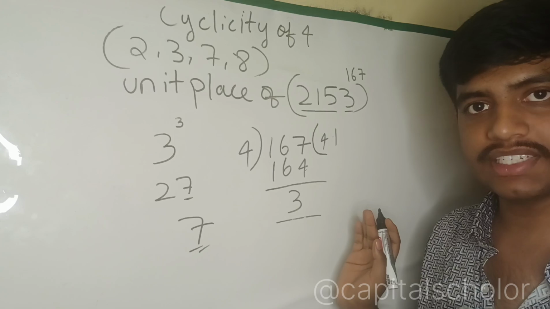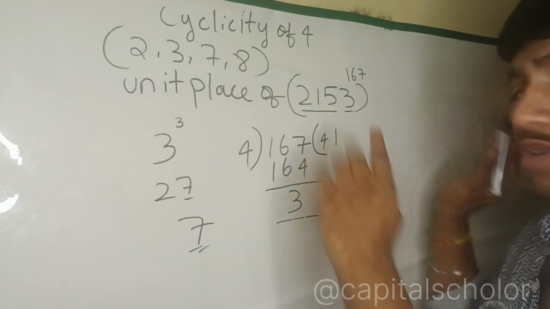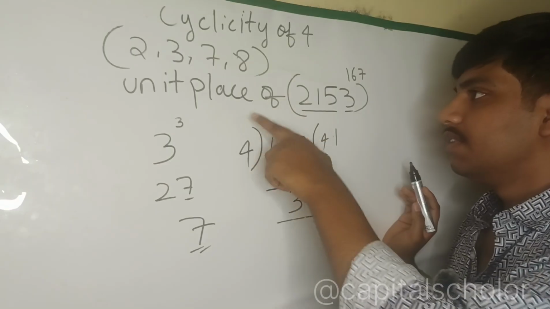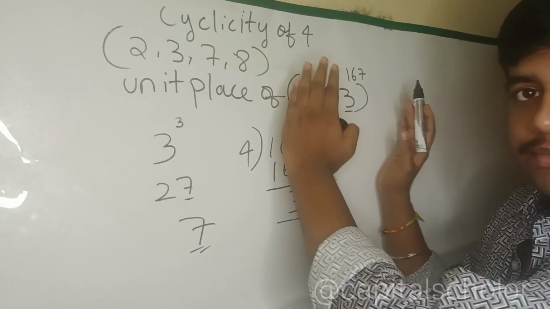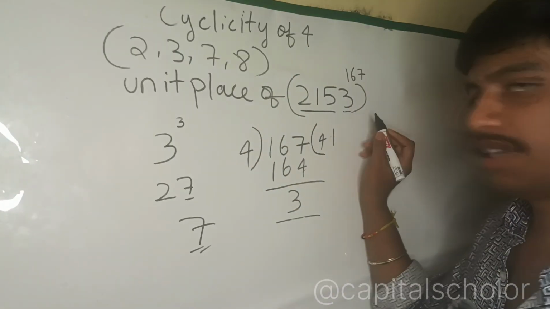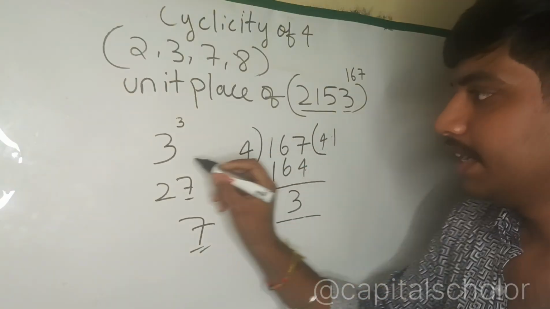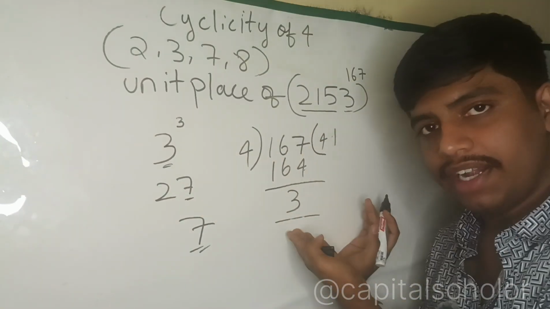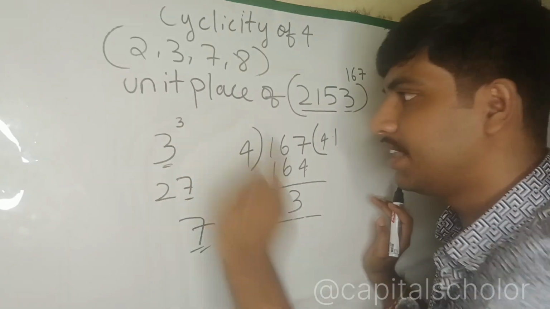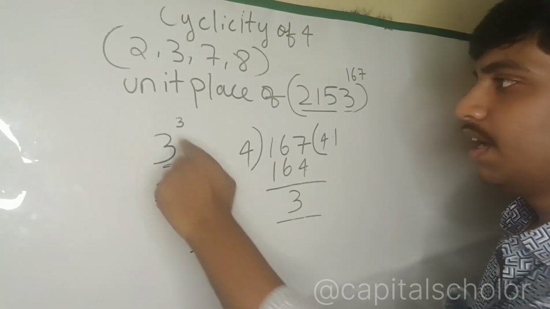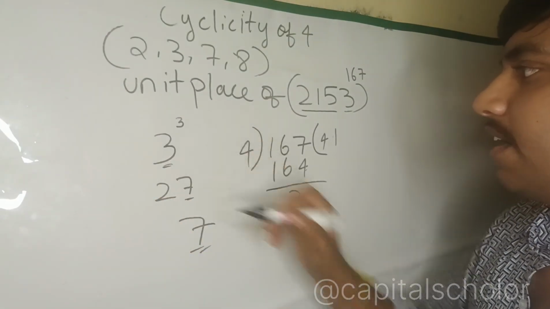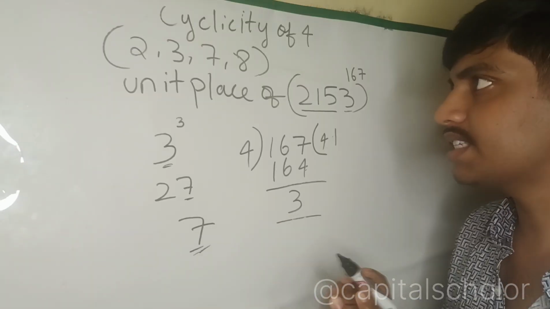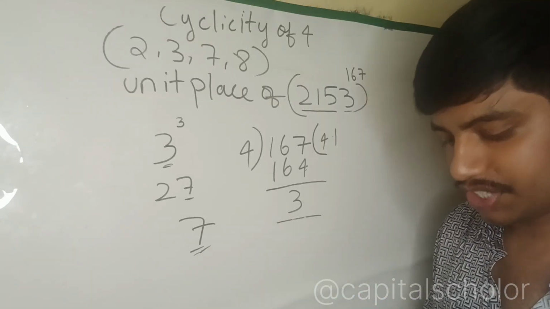Okay, I hope you understand, right? See, first I will explain repeatedly. First you have to see the number. Take this last number, keep it on the side. Take this power, divide it by 4. You will get a remainder. Take that remainder and place it in the place of the unit power. Do the calculation. 3 to the power of 3, the cube, is 27. 27, the unit place is 7. So the answer is 7.